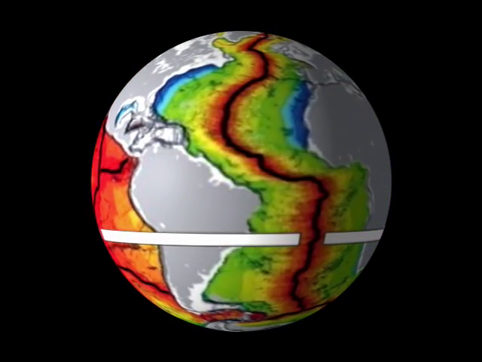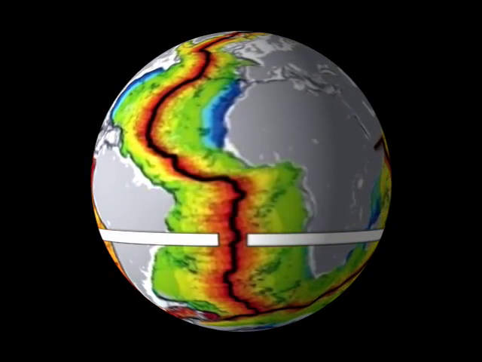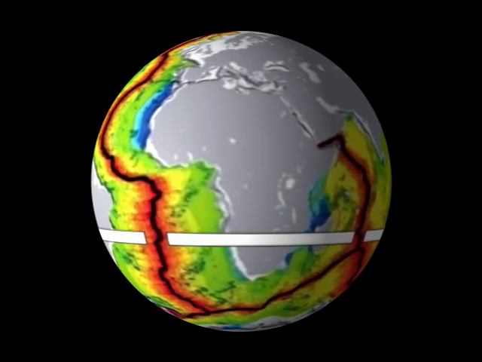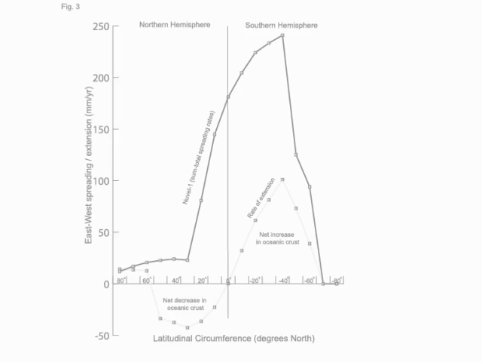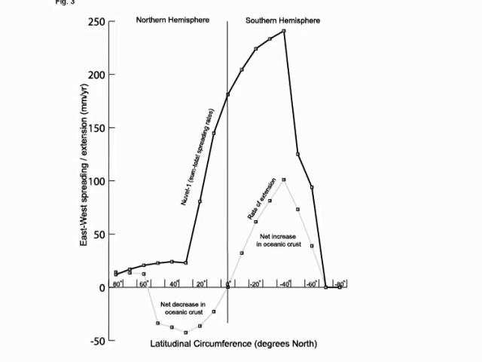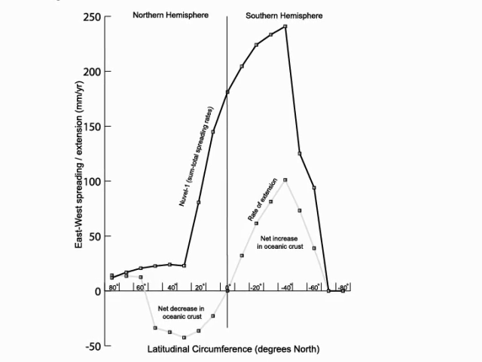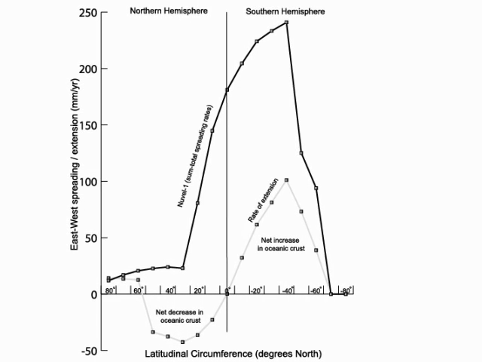And the expansion of these latitudinal bands allows us to compare the relationship of circumferential extension with east-west seafloor spreading rates. Given the GPS-determined northward motion of latitudinal bands of crust, here is the expected amount of extension and contraction per year for every 10 degrees of latitude.